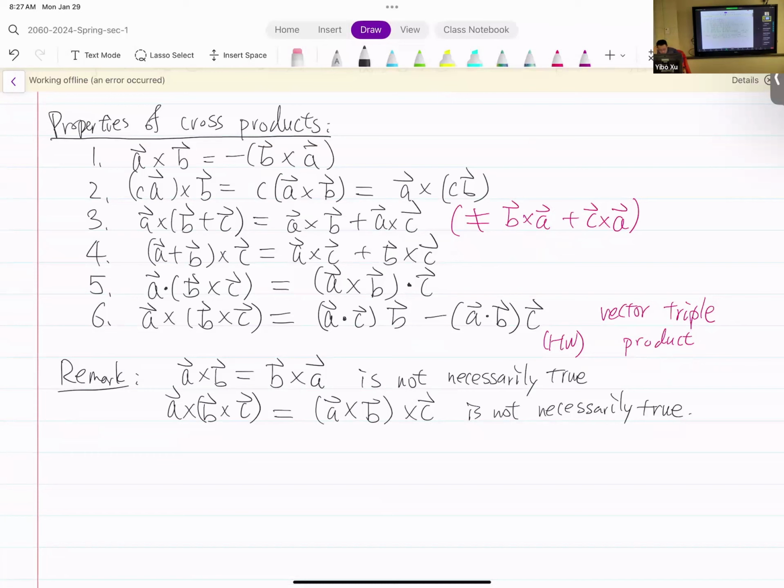The point here is that if you see a true or false question about the cross or the dot products, you need to be very careful whether you have seen it or not. If you have seen it and you remember it's a true statement, then that's true. If it's modified and it's not according to the definition and you cannot derive it, then it's very likely a false statement. Any questions?